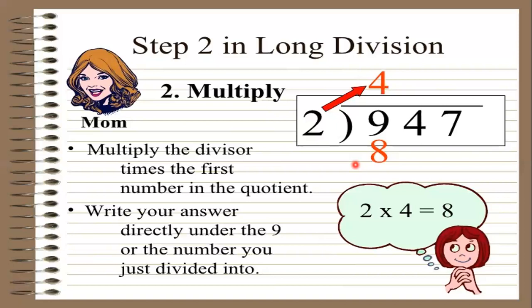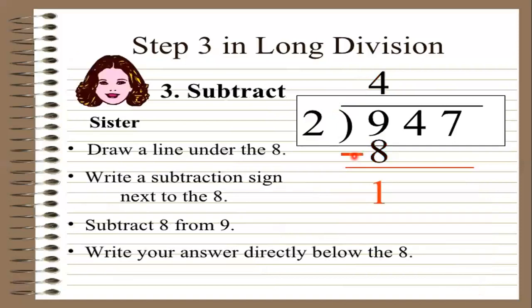Okay, the third one is SISTER. So S stands for subtraction. It means now I'm going to subtract my value which I got after multiplication, that was 8, from 9, and after subtraction I got the answer, you can say it's a remainder, that is 1. After getting your remainder, you have to bring down the next digit.